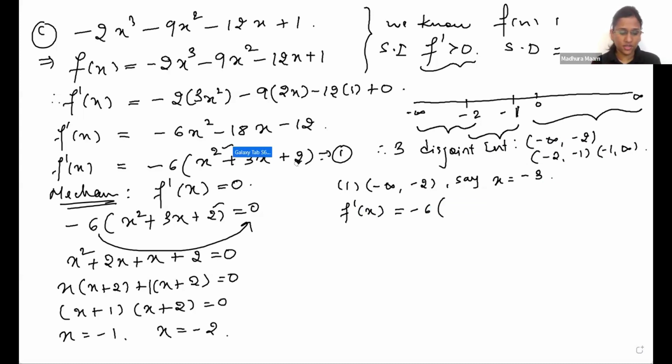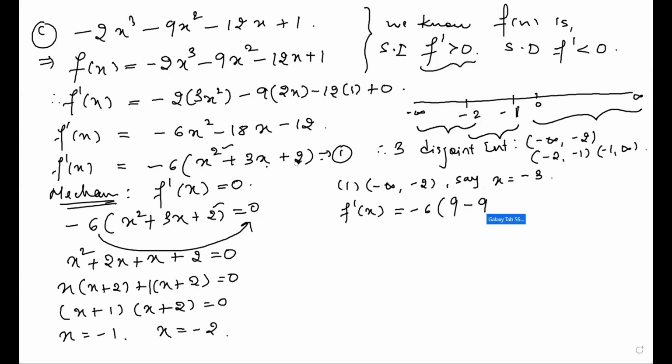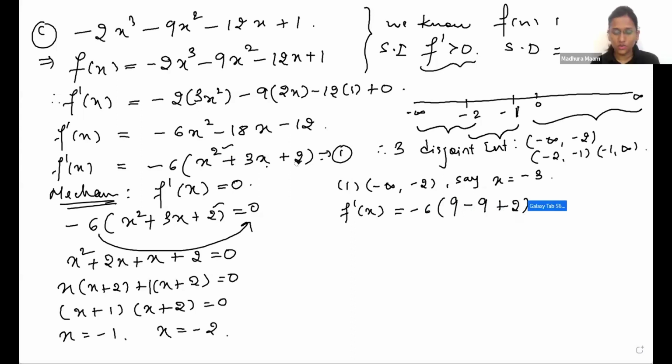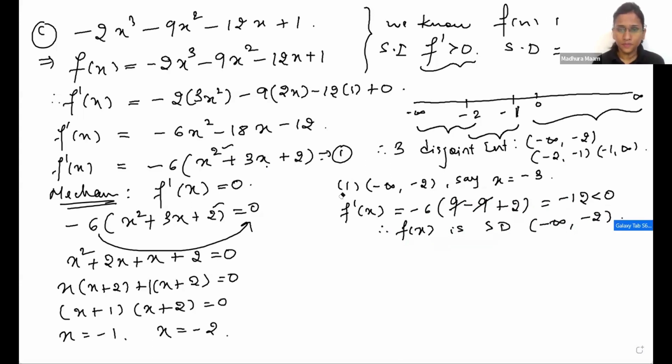Okay, first minus 3 square, how much is it? 9. Correct? 3 into minus 3 is how much? Minus 9. Plus 2. Okay, so this and this is 0. What was there? Minus 6 into 2, which is minus 12, which is what? Less than 0. So what happens? F of x is strictly decreasing. In which interval? Minus infinity to minus 2. Are you all understanding? Yes, ma'am.